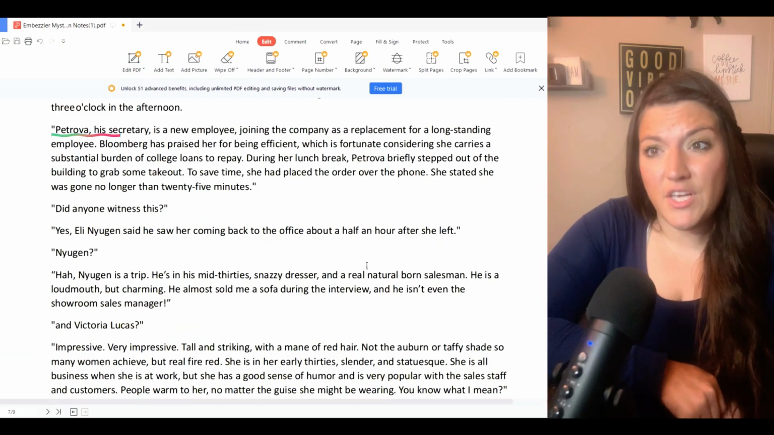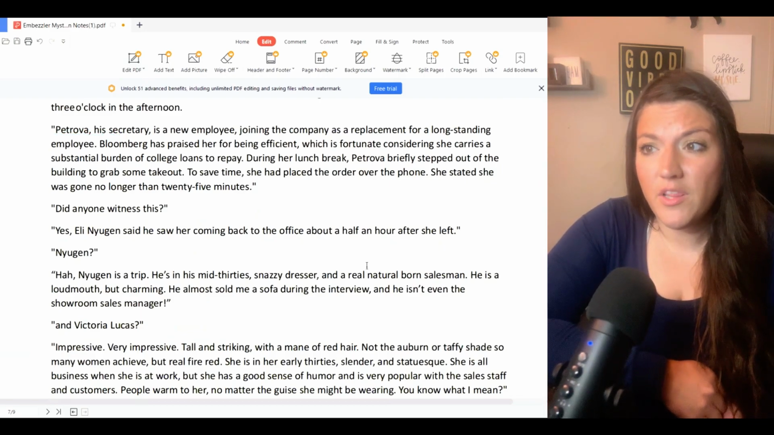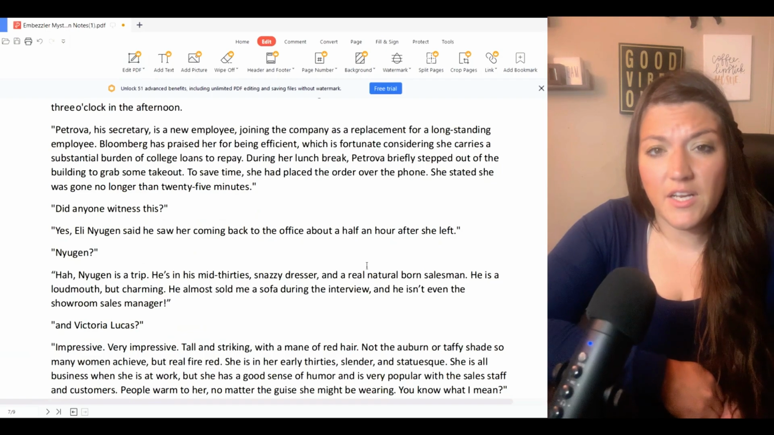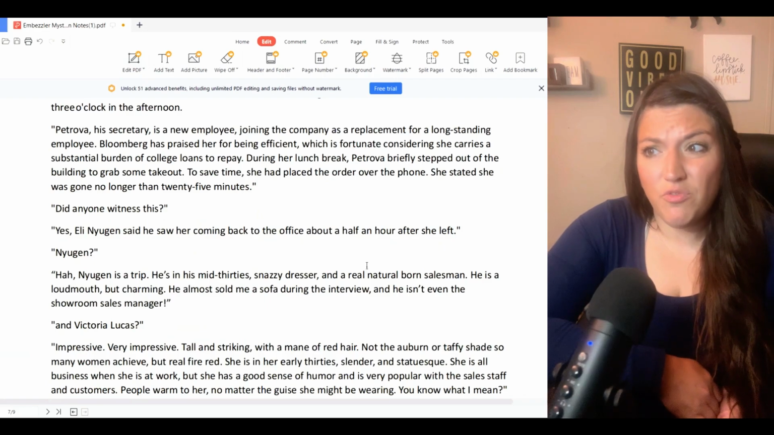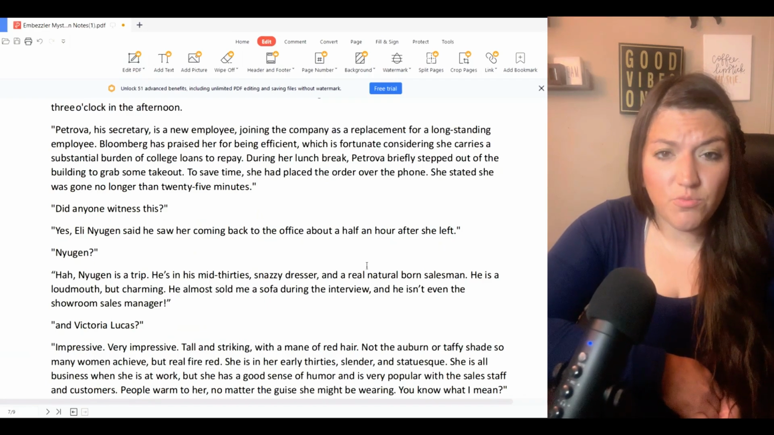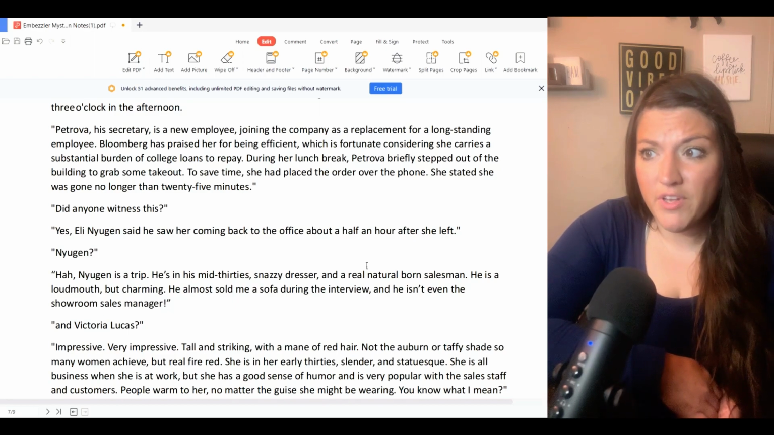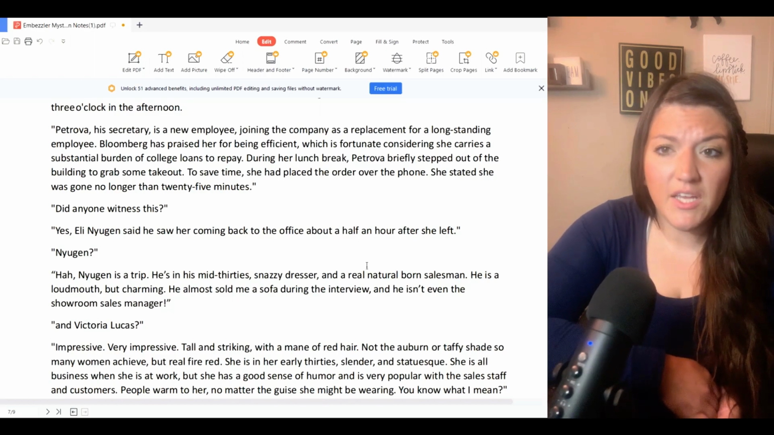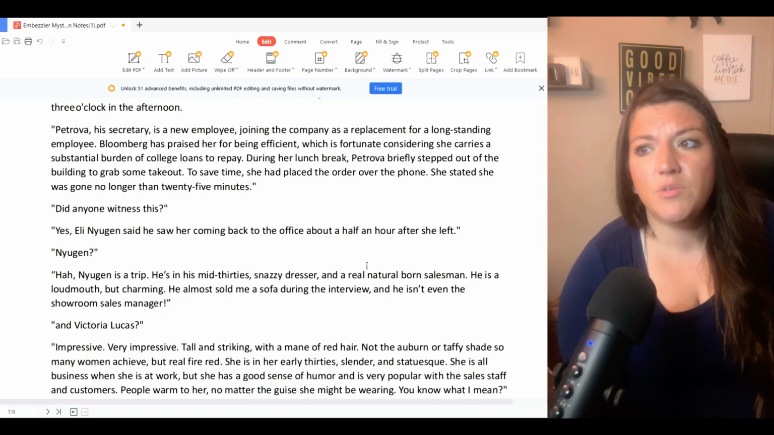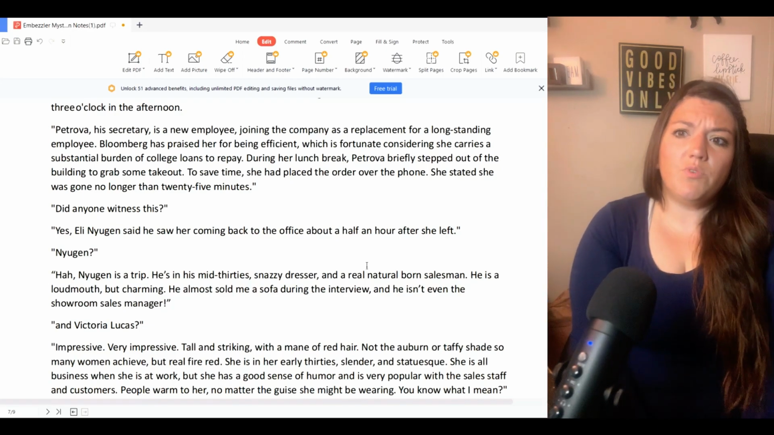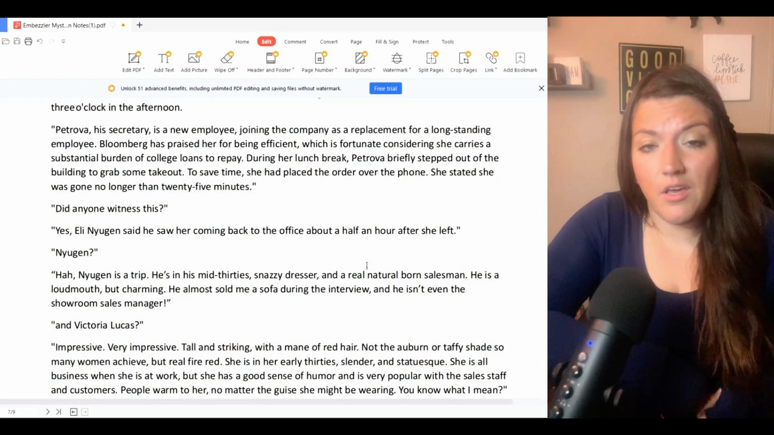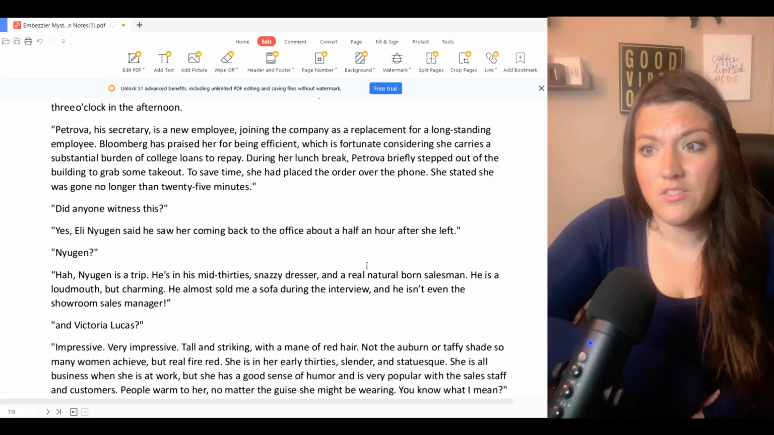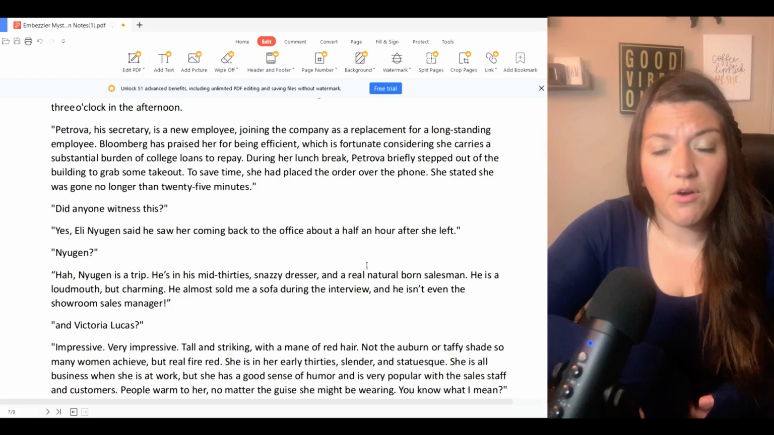Petrova, his secretary, is a new employee, joining the company as a replacement for a long-standing employee. Bloomberg has praised her for being efficient, which is fortunate considering she carries a substantial burden of college loans to repay. During her lunch break, Petrova briefly stepped out of the building to grab some takeout. To save time, she had placed an order over the phone. She stated she was gone no longer than 25 minutes. Did anyone witness this? Yeah. Eli Nguyen said he saw her coming back to the office about a half hour after she left.